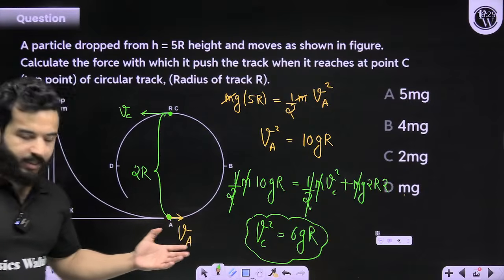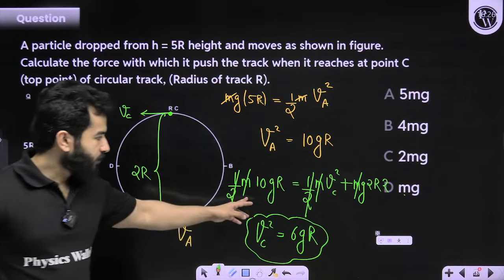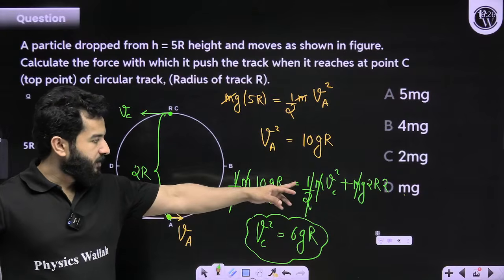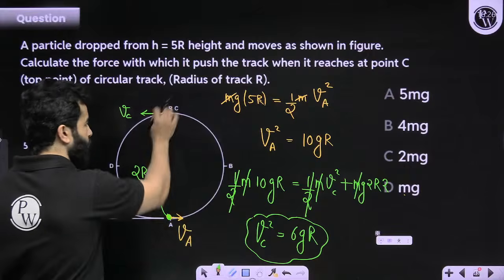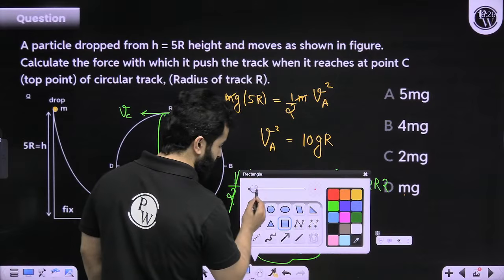Hopefully everything is clear till this point, right? This is 10 GR, that was 4 GR, this is 6 GR. So VC is clear. At this point, my dear friends, let's draw a free body diagram.